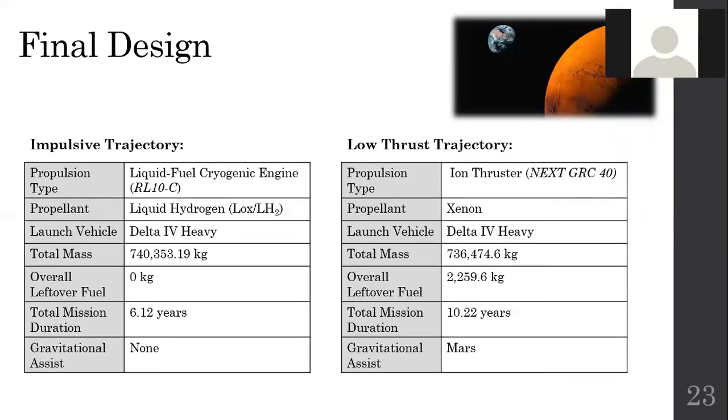To finalize our design, the team confirmed multiple important aspects of both trajectories, which can be found on the slide. Please take note of the important differences in both missions, specifically the type of propulsion system and propellant used, the overall fuel left, the total mission duration, and the use of a gravitational assist. Next slide.